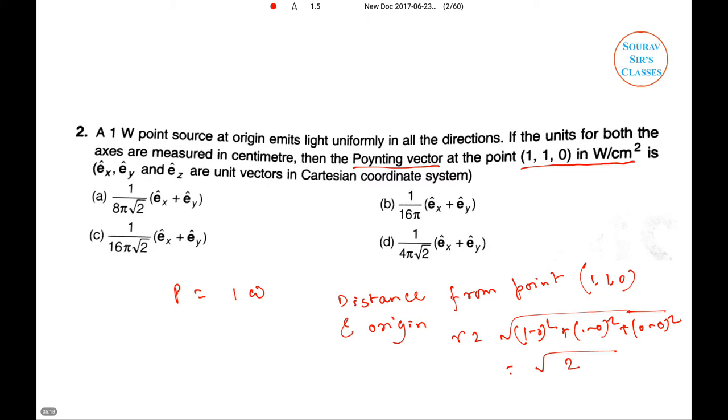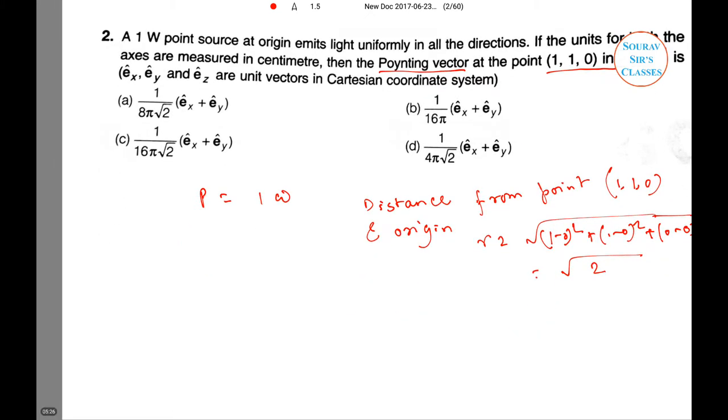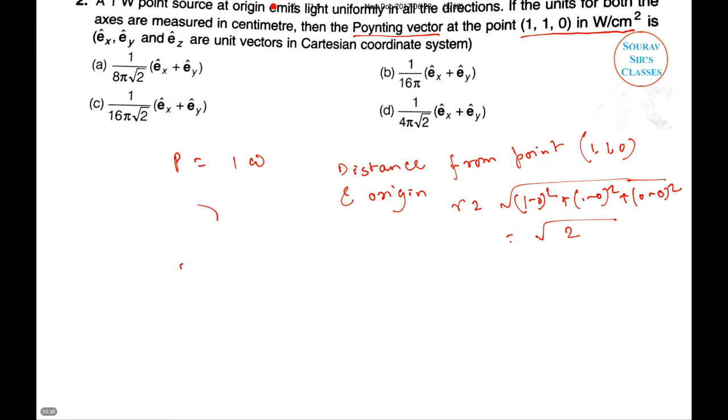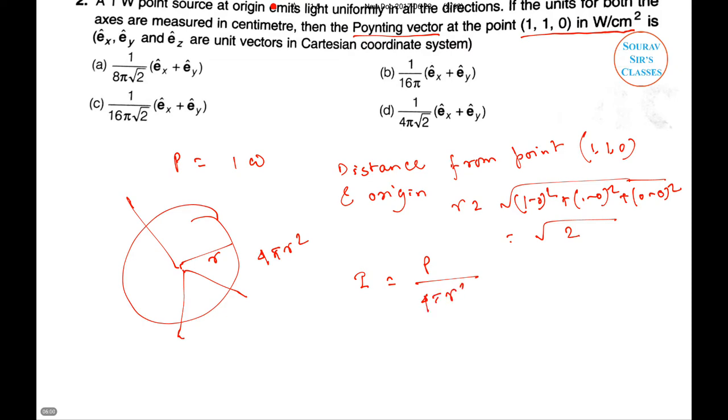Now the intensity of the source: once you know the distance, you know how much it is spanning. If you draw a picture, that will look something like this, and the field lines are coming from this point, and this is your R. So the area of the surface that the field lines are going to encompass is 4 pi r squared. Here, how we calculate the intensity is I is equal to P by 4 pi r squared. So P is equal to 1, and in 4 pi r squared, r is root 2, so with the whole square, that will be 1 by 8 pi.